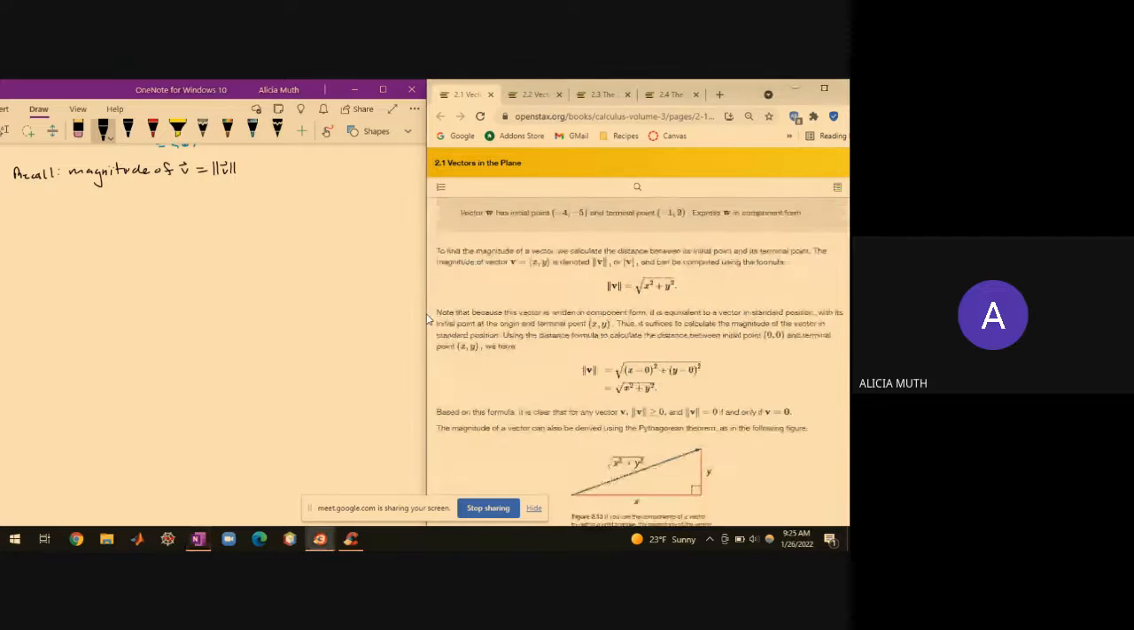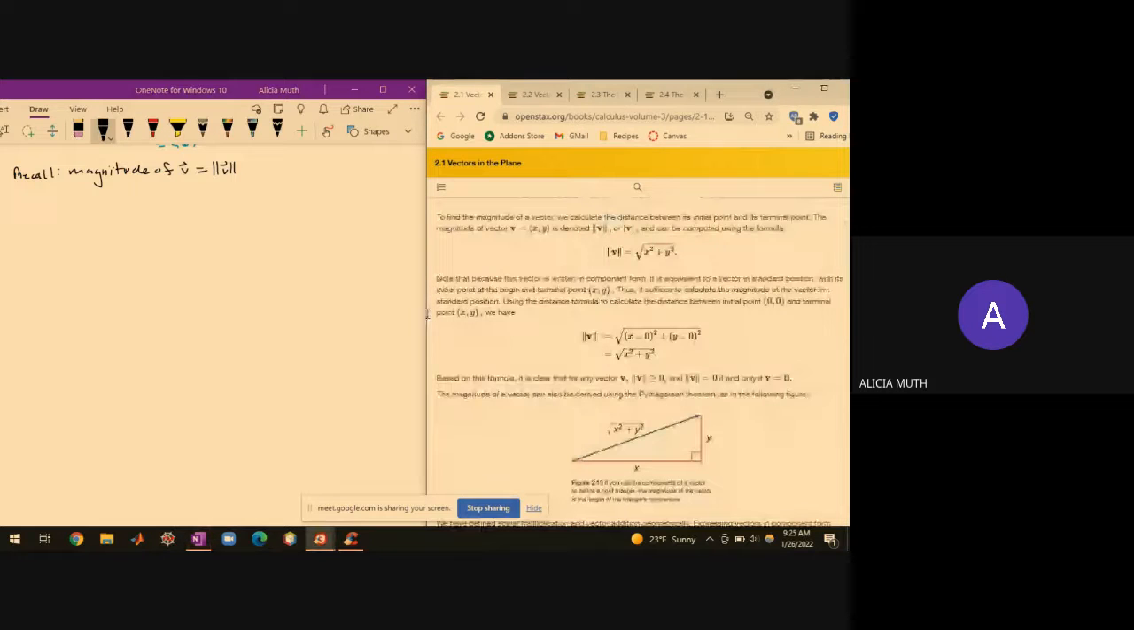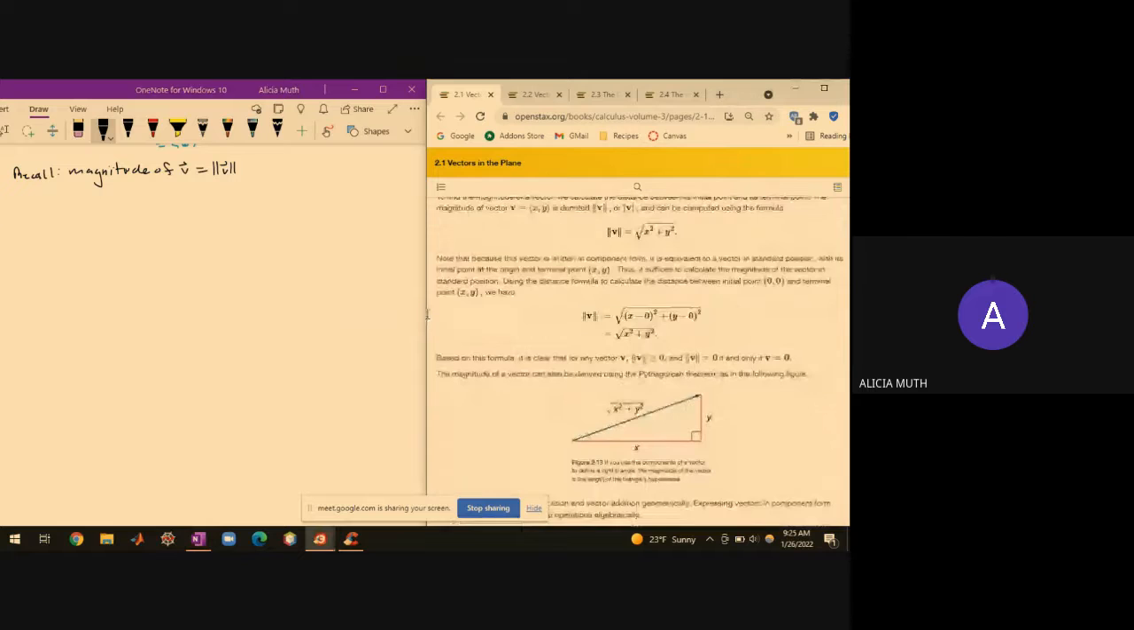So this is going to give us another rule that we could take advantage of.